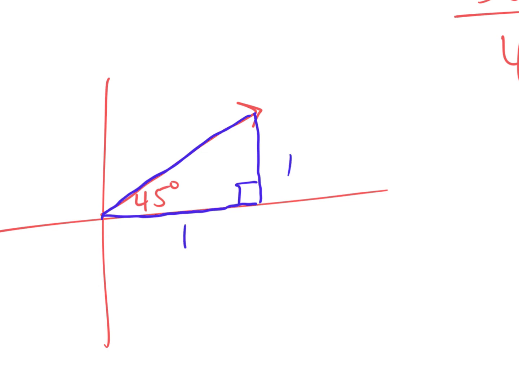1, 1, square root of 2, right? So this is my x value. It's the one that goes left and right. This is my y value. It goes up and down. And the square root of 2 is your r, correct?